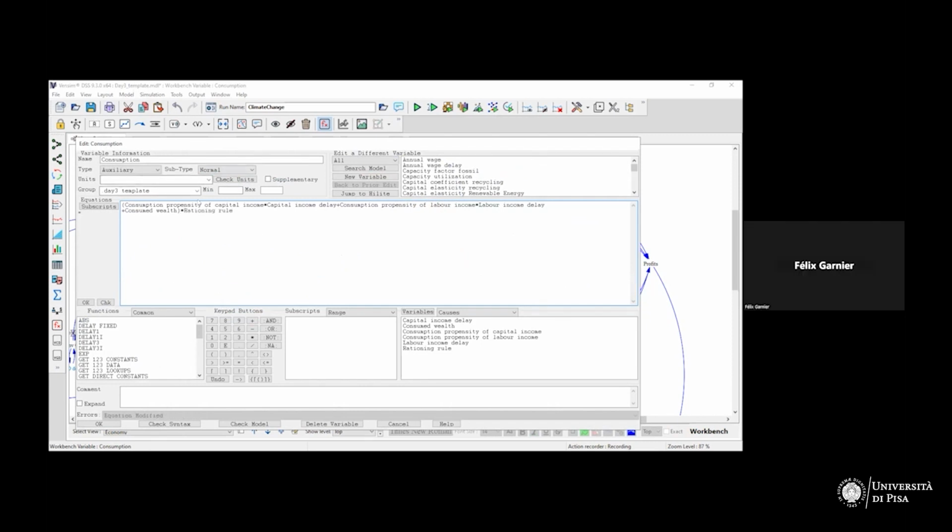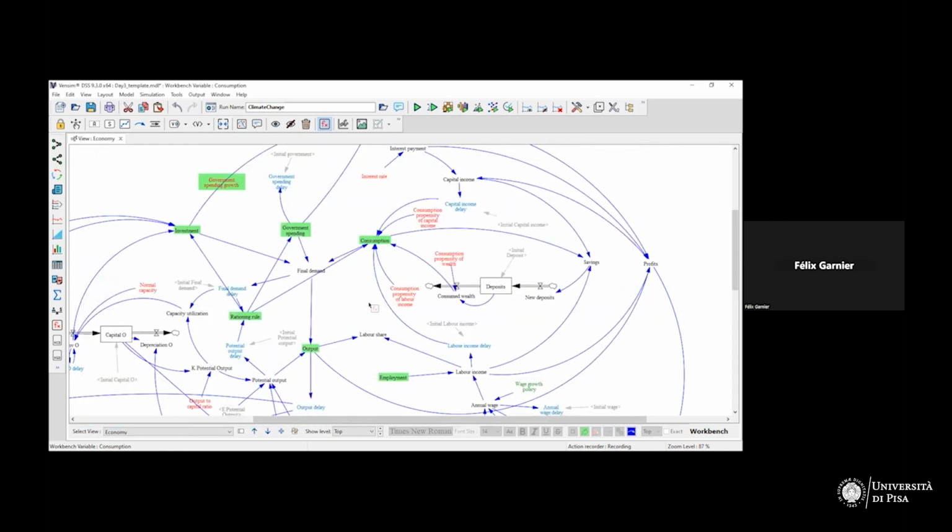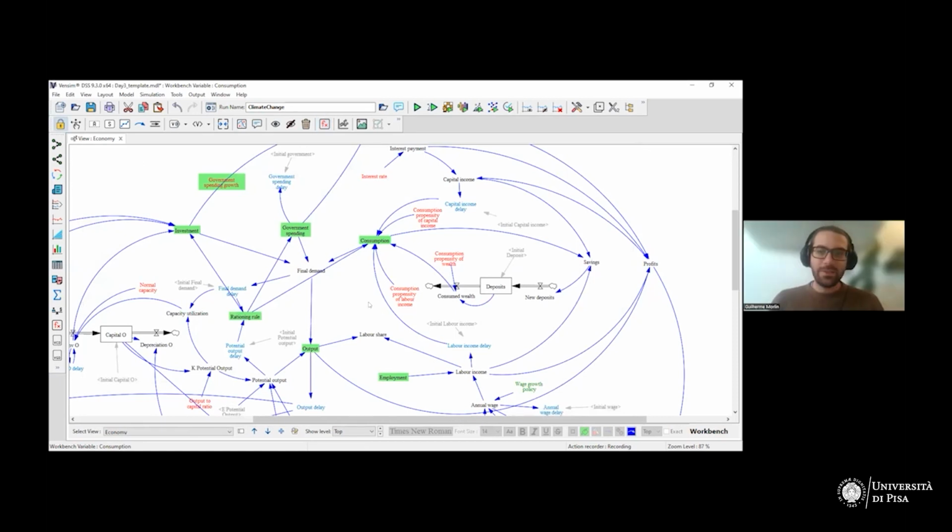Excuse me, Guilherme. Yes. Is there any reason why we couldn't apply the rationing rule directly to the final demand equation? Thank you. Very good question. Thank you, Felix, right? Yeah.